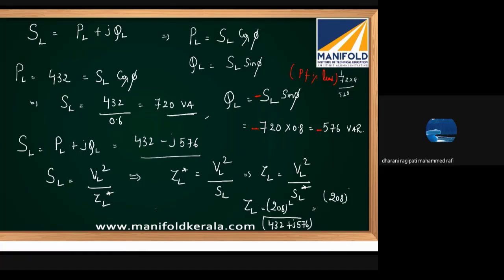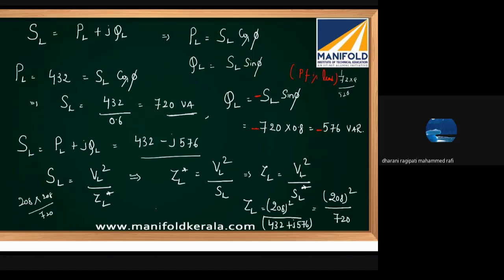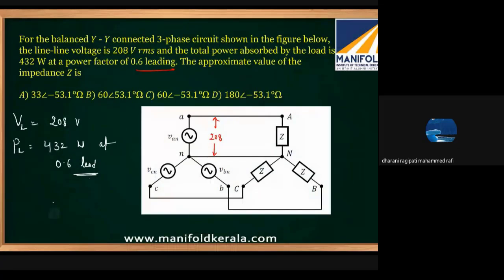So what is the answer? 208 square divided by, simply do 720. What is the magnitude? 208 square by 720? I hope it is 60. Okay, 60. Then what would be the angle? Minus 53.1. Sir, how can you directly tell? Because out of all the four options, the impedance which has a negative angle is this one. When it is a capacitive load, the impedance will have a negative phase angle, right?